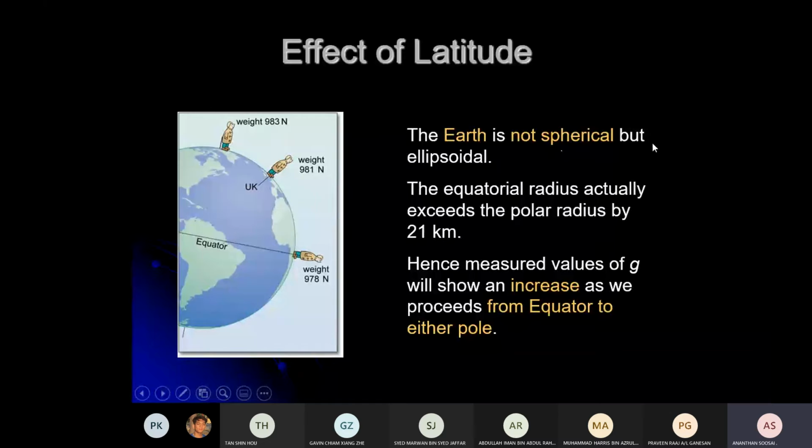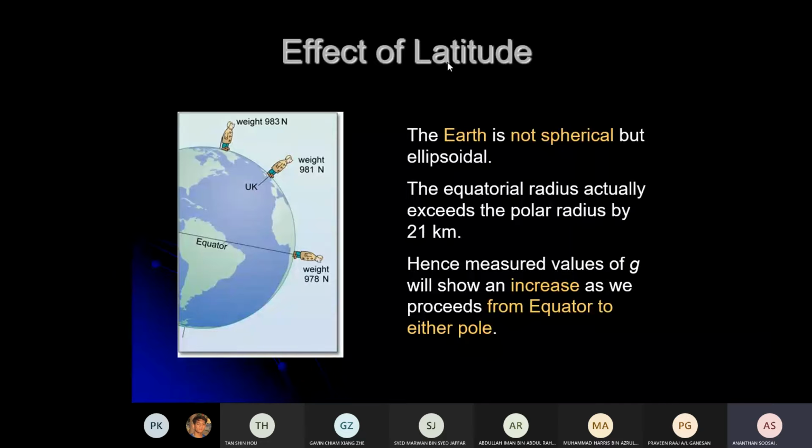The Earth is not spherical, but a little ellipsoidal. And scientists found that the equatorial radius exceeds the polar radius by 21 kilometers. The equator is 21 kilometers longer than the North Pole. Hence, measured values of g show an increase as we proceed from the equator to the North Pole. So latitude affects gravitational field strength.